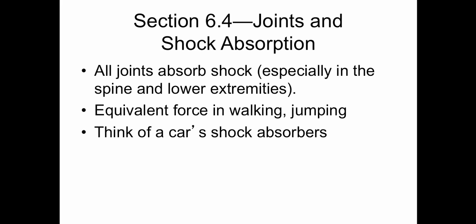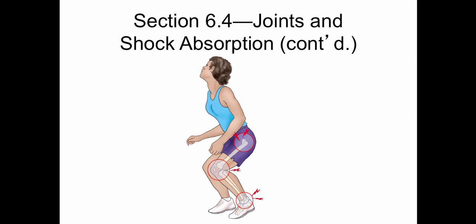All joints absorb shock, especially the spine and the lower extremities. There is an equivalent force in walking or jumping. Think of a car's shock absorbers. That's how these joints function. When we push off the ground as we walk, run, or jump, an equivalent force moves upward through our bodies, and joints help to absorb these forces. If you look in this picture, the joints absorbing shock are the hip, the knee, and the ankle.